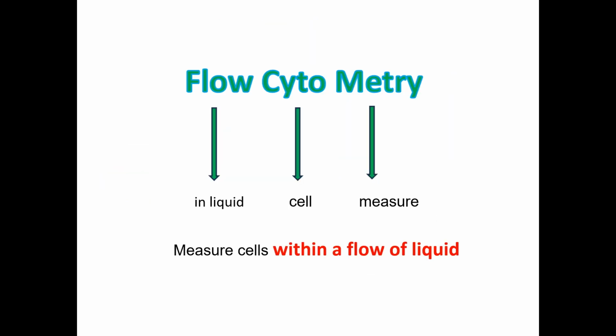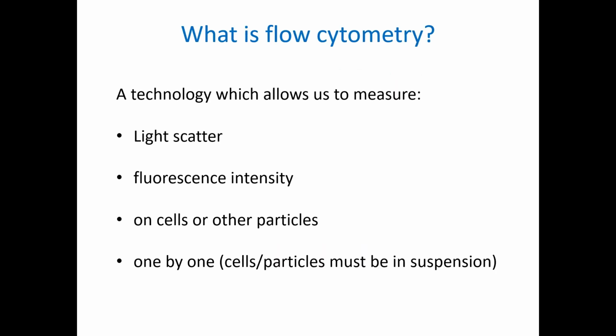Flow cytometry is cytometry where the cells are measured within a flow of liquid. It's a technology that allows us to measure light scatter and fluorescence intensity on cells or other particles, one by one. The cells or particles must be in suspension.